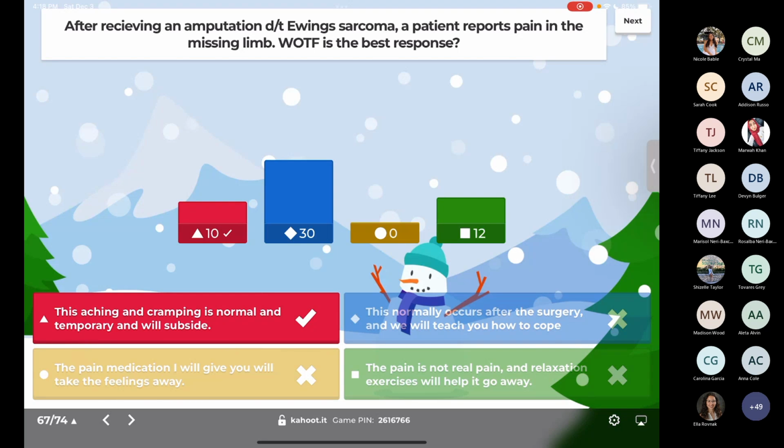Why blue is incorrect is that we can't really teach a patient how to cope, and that's not a very therapeutic response as well. So this question will also help you with your patients that are care class. The pain is very real, and we can kind of help manage it. It will subside, etc.